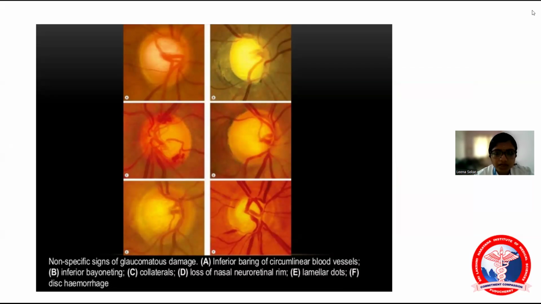First one will indicate inferior bearing of circumlinear blood vessels. In picture B, we can see the bayonetting sign, and C will show collaterals. And in D, we can see loss of temporal neuroretinal rim. And in E, we can see the lamina dot sign, and in F, we can see a splinter hemorrhage at the inferotemporal part of the disc.